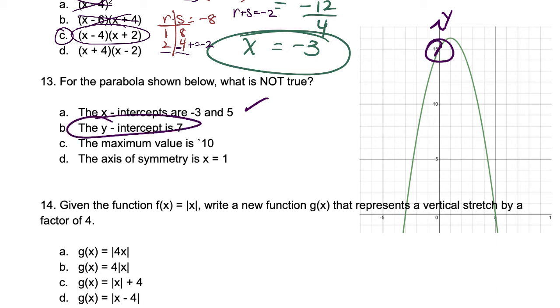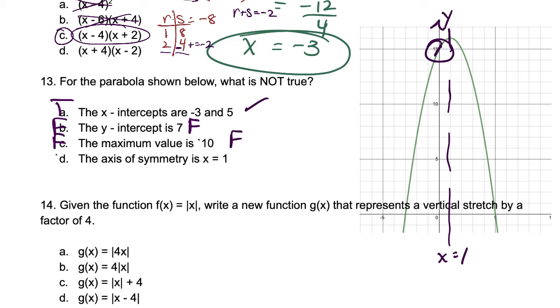See, the maximum value is 10. And that one's not true. There's 2 of them that aren't true here. The y-intercept is 7. That's false. Maximum is 10. That's false. This thing goes up to 16. The axis of symmetry x equals 1. Let's check. Yep. So that one's true, false, false, true.